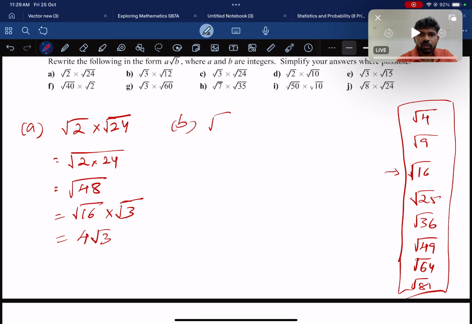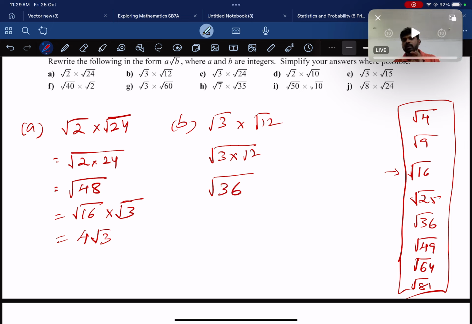B part, root of 3 times root of 12. Now root of 3 times root of 12 can be written together in multiples under the same root. So we can write it as root of 36, right? And you know that root of 36 is a perfect square root, so we don't have to simplify further. So root of 36 becomes directly 6.